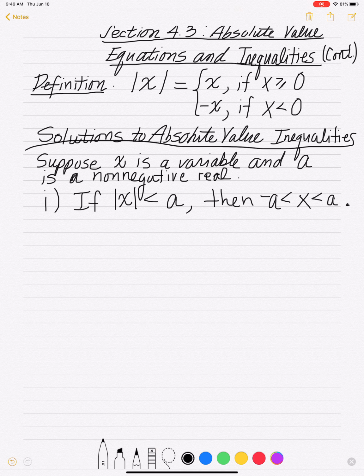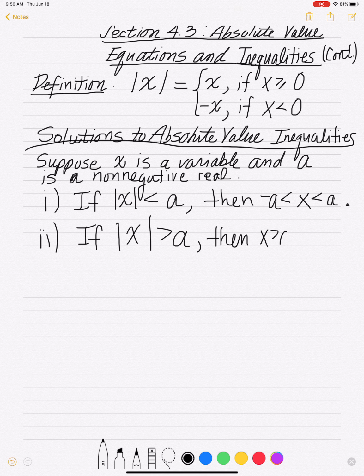All right, here's a second situation. What if you get the absolute value of x is bigger than a? So the other direction. Then you're going to break this up into x is greater than a, or x is less than negative a. So you break it up into two like that. A different situation. Let me show you where this one comes from.